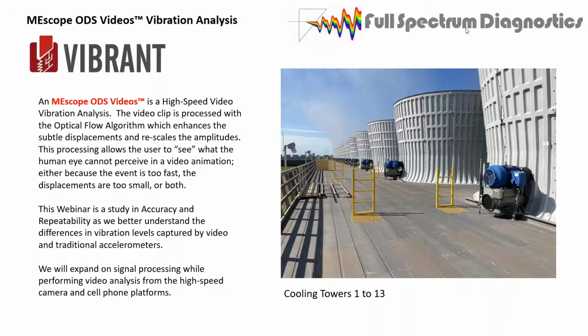Title of today's webinar is Accuracy and Repeatability, and we all know that MEscope is the only ODS software that can process both video and accelerometer data. So we decided let's put it to the test. Let's do a real world test and see how data from a high-speed video compares with accelerometer and with the cell phone data. So Dan did some real world data collection, and we are going to take a look at all of that data today and see how it turned out.